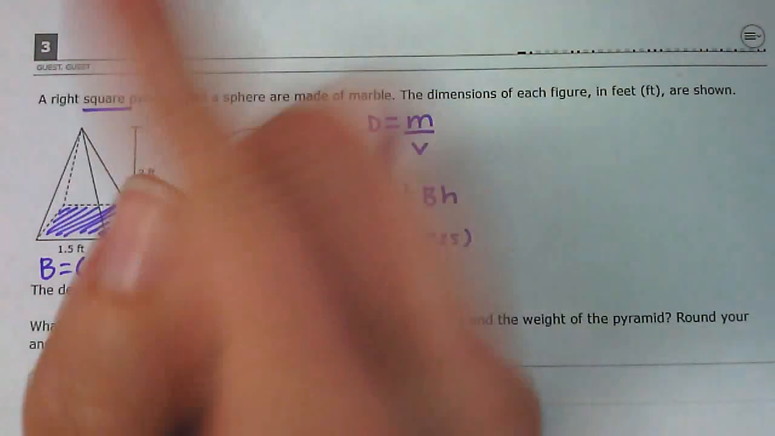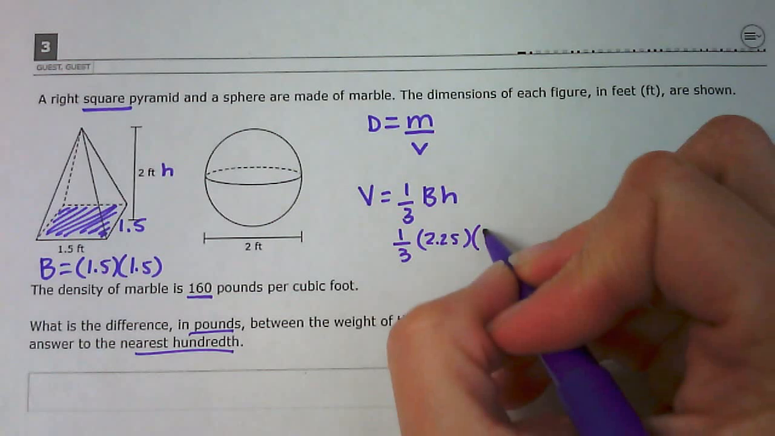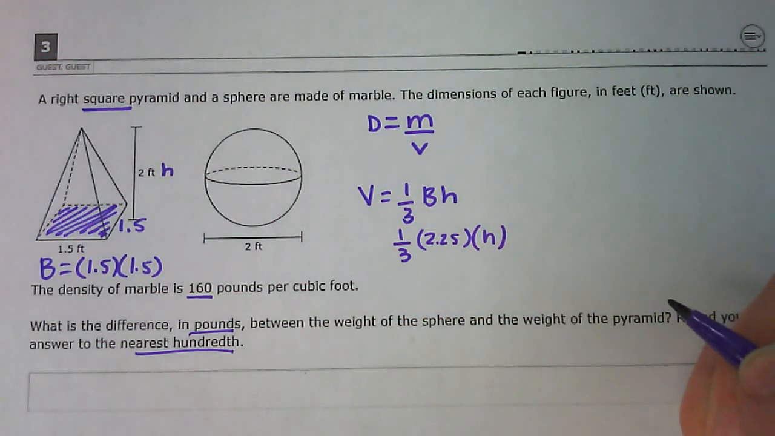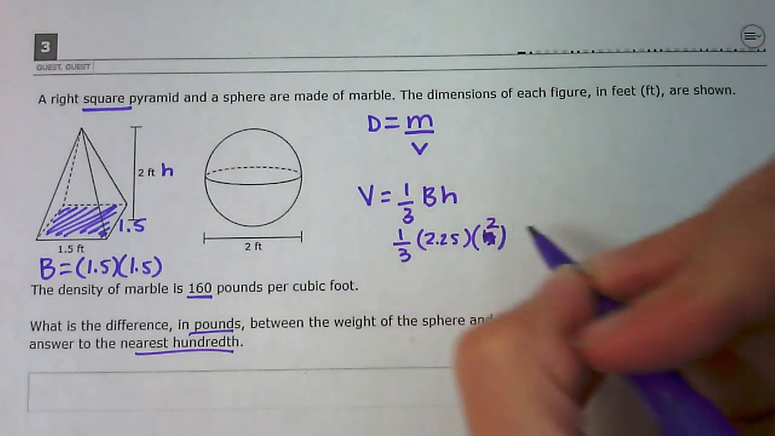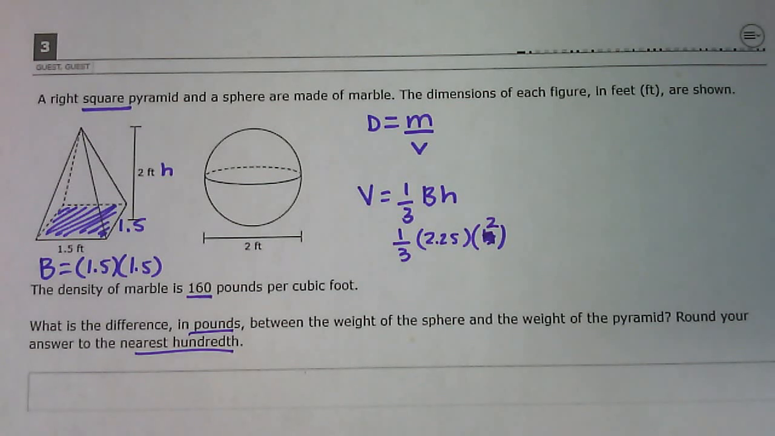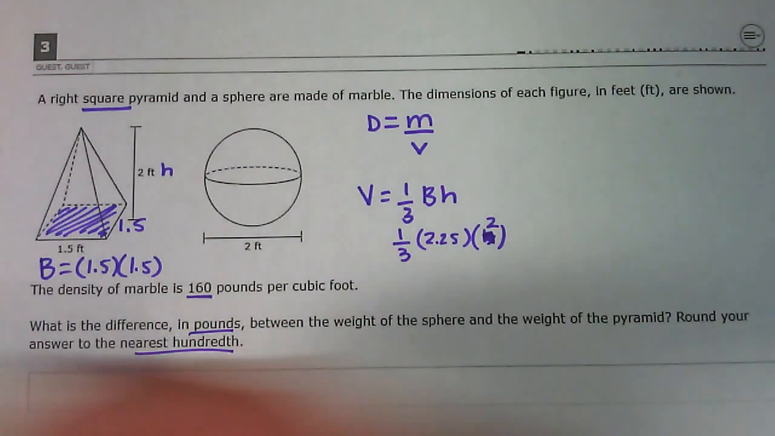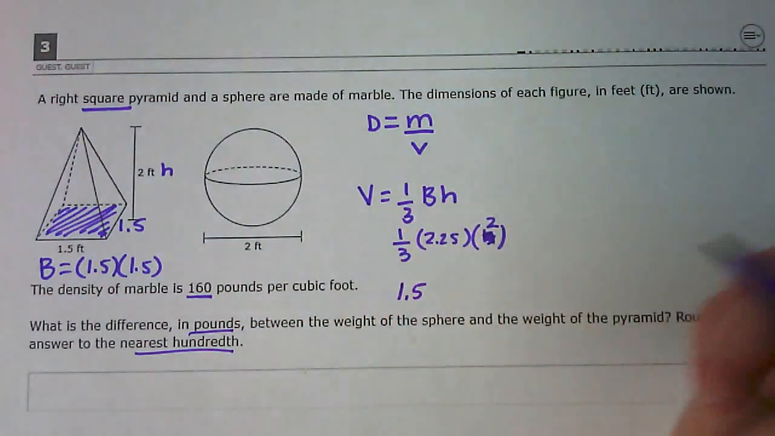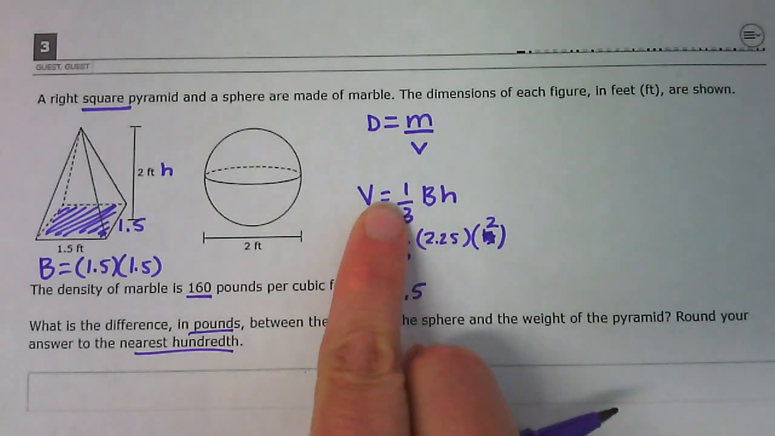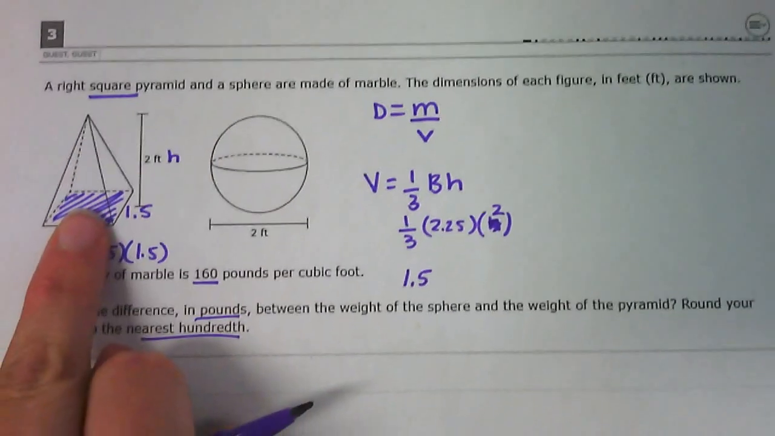Our height is shown here as 2, so we'll plug that in. And now, oops, that should have been a 2. And now we just multiply all of those values together. So in your calculator, you can type 1/3 times 2.25 times 2, and we get an answer of 1.5. So this is our volume for the pyramid.